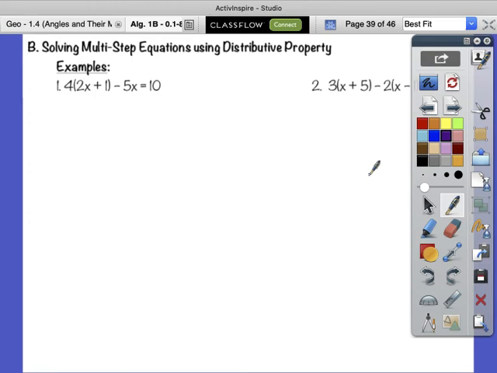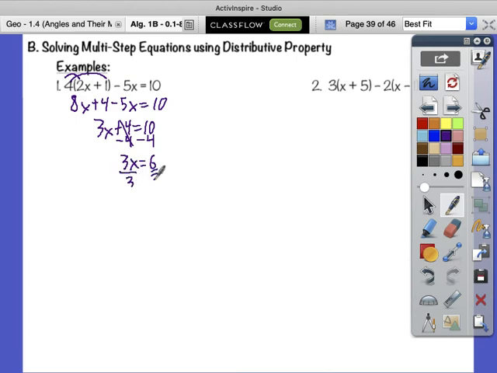Good work, class. Okay. So we distribute first. 4 times 2x is 8x. 4 times 1 is 4. Minus 5x equals 10. Now we combine like terms. 8x minus 5x makes 3x, plus 4 equals 10. Everyone I saw had that too. Good work. Now, two-step equation, we subtract before we multiply and divide. 4 minus 4 is 0. 3x is equal to 6. Divide both sides by 3. And what is 6 divided by 3? Not quite. It is 2.